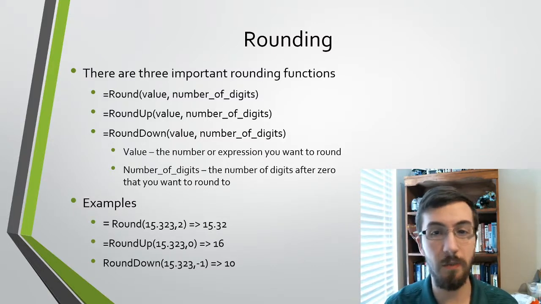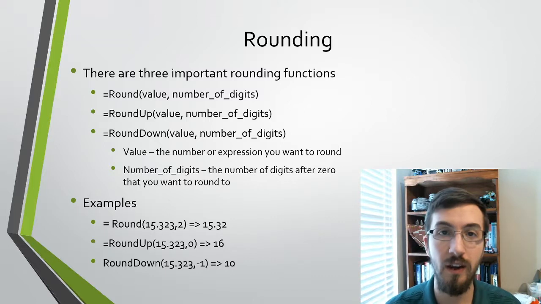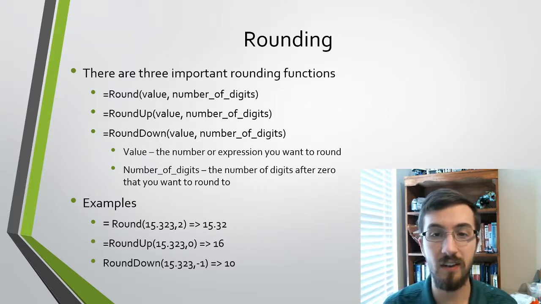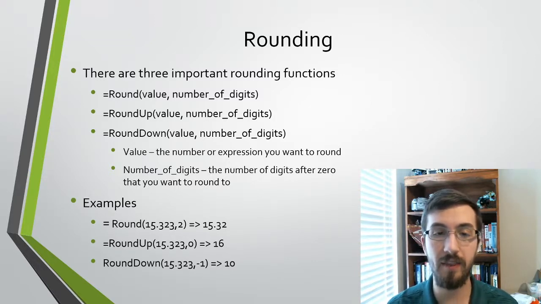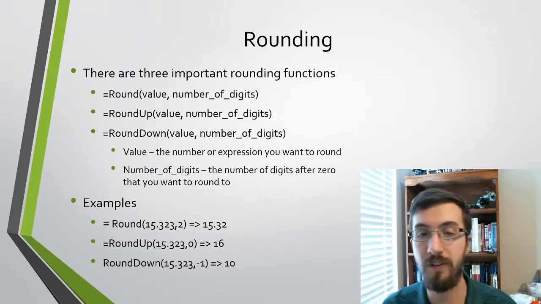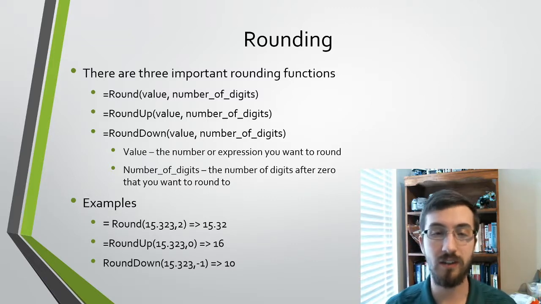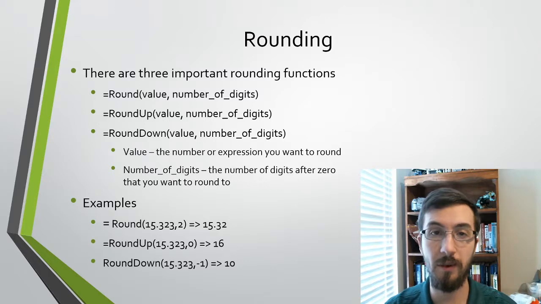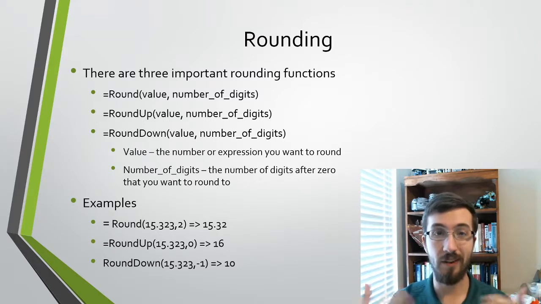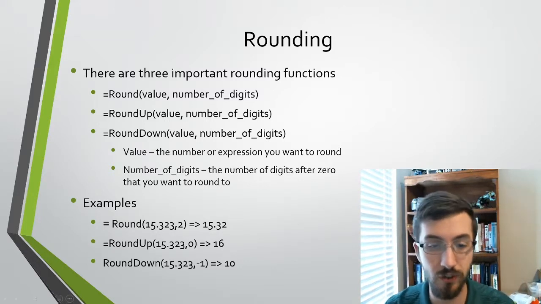So value is the number or expression that you want to round. The number of digits is given as an integer. That's the number of digits after 0 that you want to round to. Okay, and basically the way it works, ROUND is your traditional rounding function. If it's above 0.5, you round up. If it's below, you round down, right? That works the way you're used to. ROUNDUP takes whatever position you're at and rounds up to that number of digits. ROUNDDOWN rounds down.